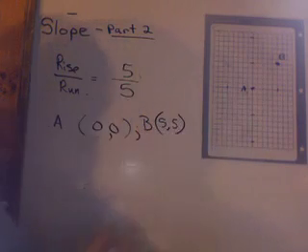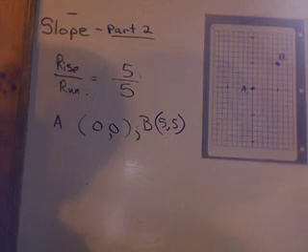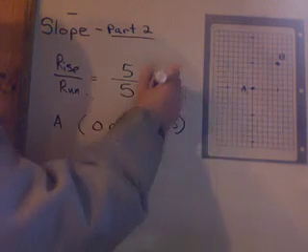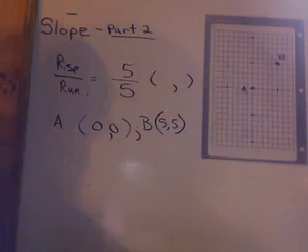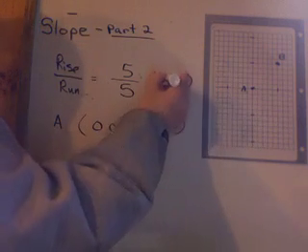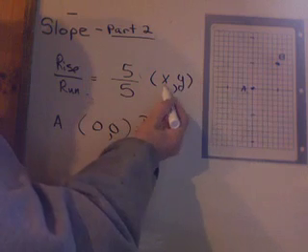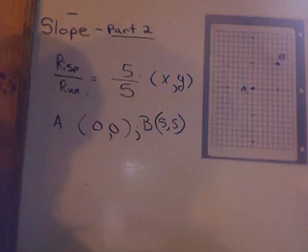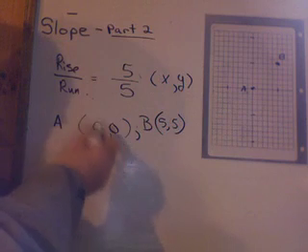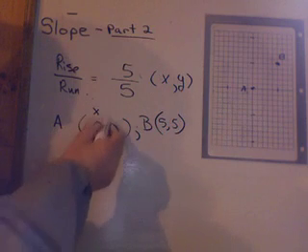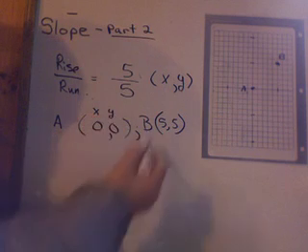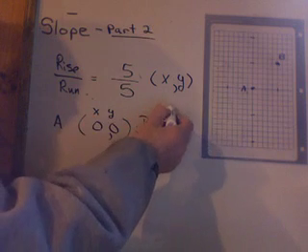Now, you can use ordered pairs. You understand that an ordered pair in general represents the x-coordinate and the y-coordinate. So in this ordered pair, the x-coordinate is 0 and the y-coordinate is 0. And here the x is 5 and the y is 5.